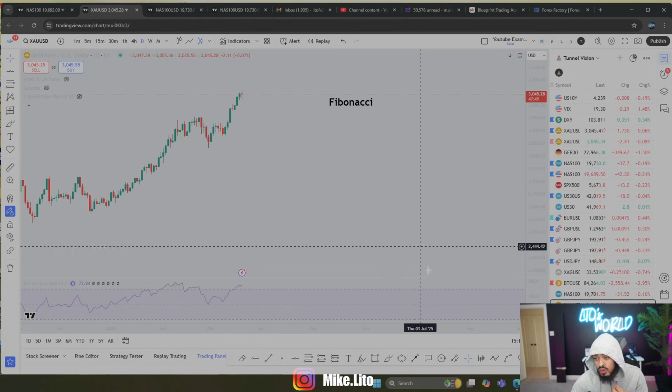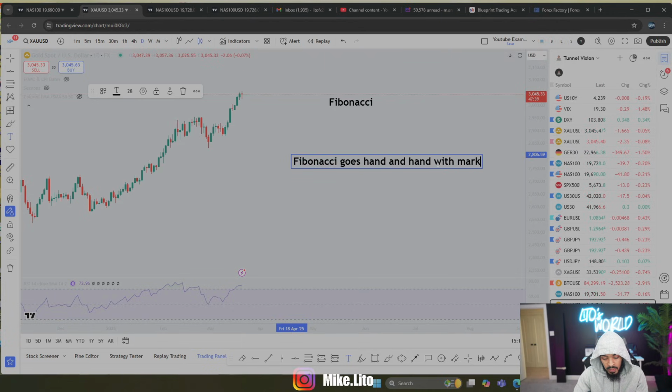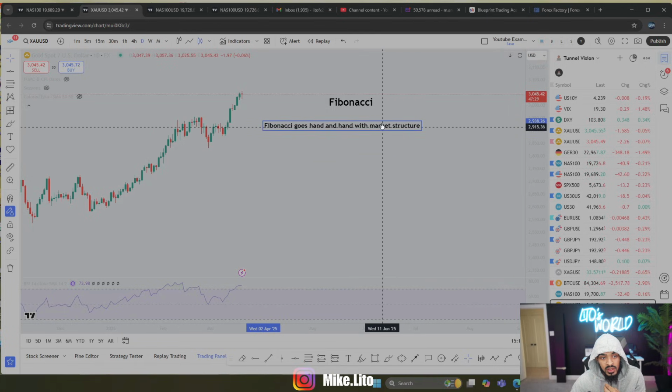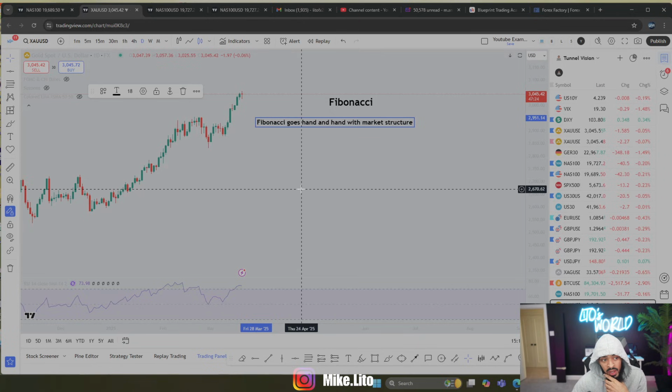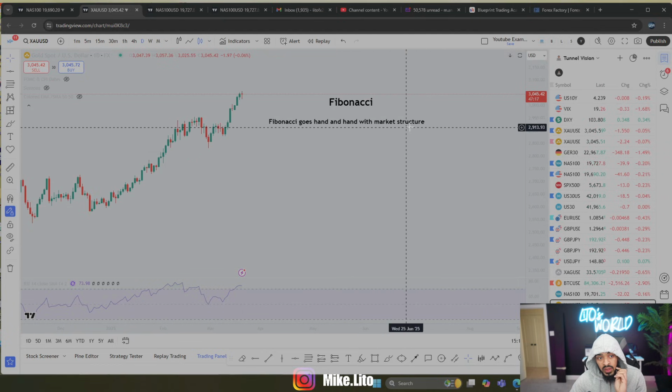So, a few things that we have to understand about Fibonacci, right? Fibonacci goes hand in hand with market structure. So, what that means is that since it goes hand in hand, you cannot have Fibonacci without having market structure, right? So anytime you have a high and you have a low, that is when you pretty much can draw your fib structure. I'll give some examples here in a minute. But like I said, it goes hand in hand with market structure.